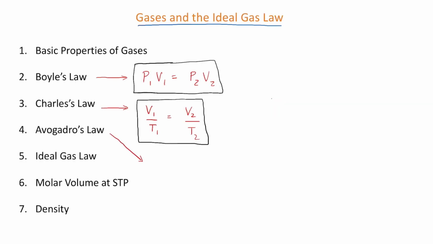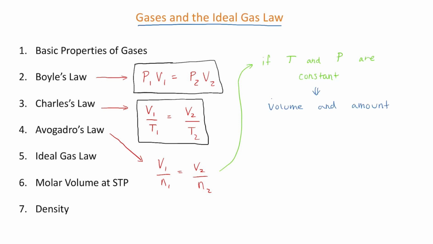Now let's look at Avogadro's law, which says V1 divided by N1 is equal to V2 divided by N2. Now in these experiments, they held the temperature of the gas and the pressure of the gas constant, and they varied the volume of the gas and the amount of moles of gas. And what they found is that the volume and amount are directly proportional. What does that mean?